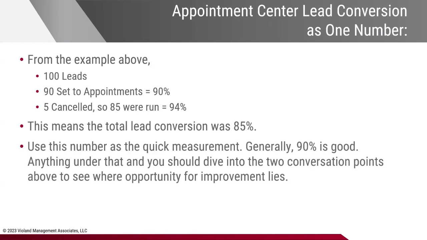I use this number as a quick measurement. Generally, I want this to be over 90. The reason is it's a quick measurement all the time. Whoever's in charge of this KPI should know what their number is. And it's one number. They don't have to give you a list or a spreadsheet or anything. It's a matter of what's your lead conversion this week. And they should know it. The person in charge of making sure that this is good should know what it is.